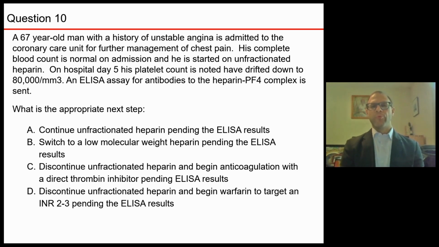A, continue heparin pending the results of this HIT test. B, switch to a low molecular weight heparin pending the results. C, discontinue heparin and begin anticoagulation with a direct thrombin inhibitor. And D, discontinue heparin and begin warfarin.